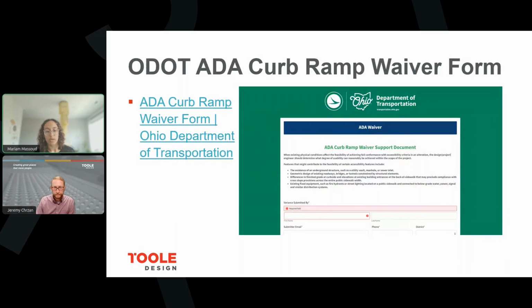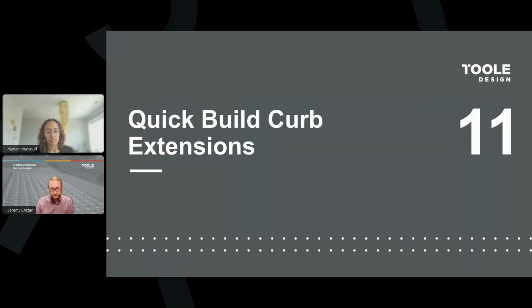The ODOT curb ramp waiver form is online, so you can search for it pretty easily. It involves documenting the reasons that you're not able to make a curb ramp compliant, and then also inputting some information about the dimensions of the curb ramp you're proposing. And then you can upload attachments to support your argument and show what you tried and why that didn't work. So someone at ODOT will review those and then approve or deny the waiver. I think I'll hand it back to Jeremy.